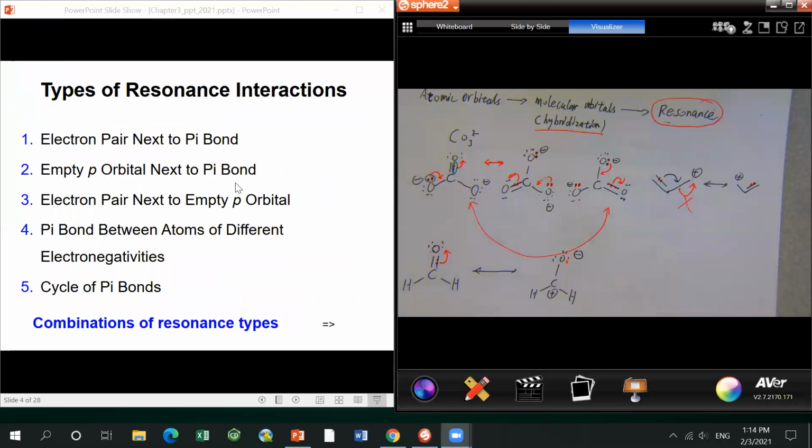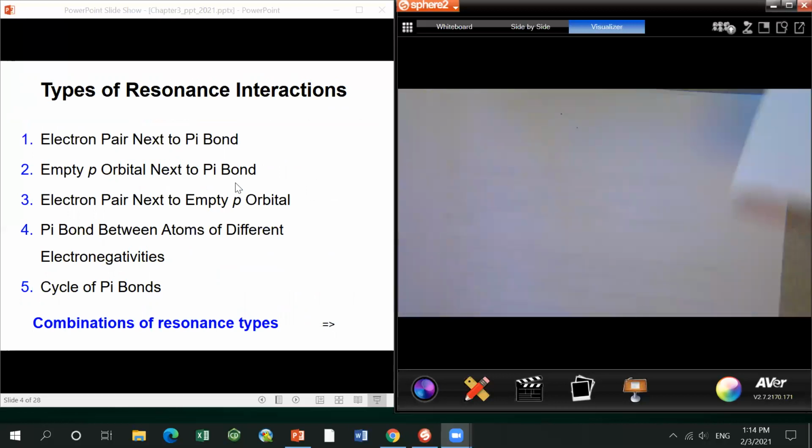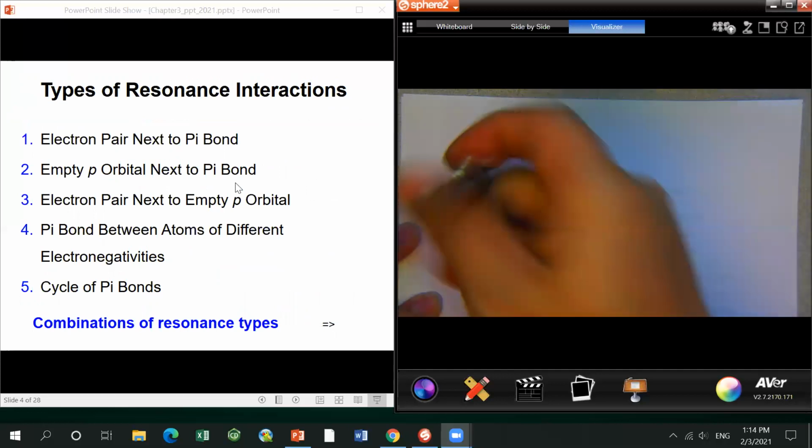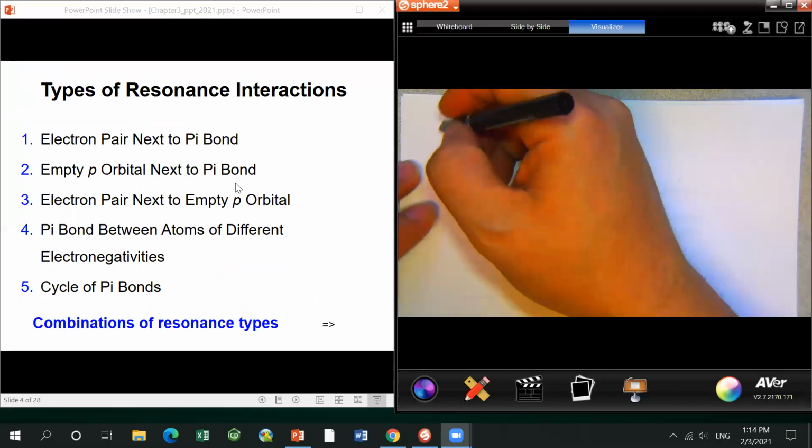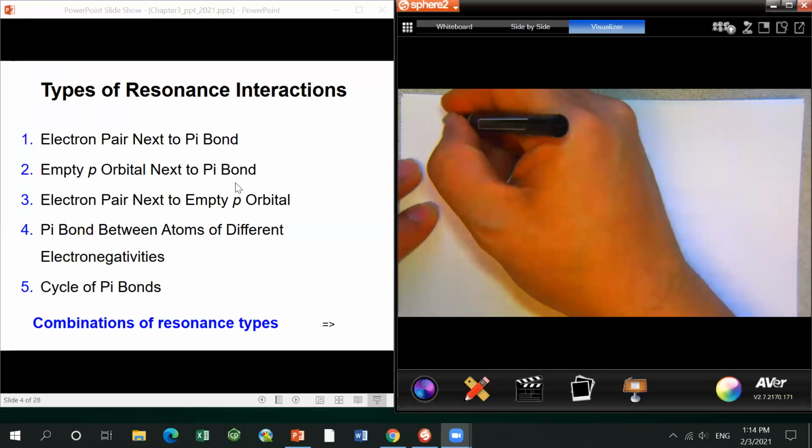Now we will learn a total of five types of resonance shifts. Let's use a new page. The first type of resonance is an electron pair next to a pi bond.